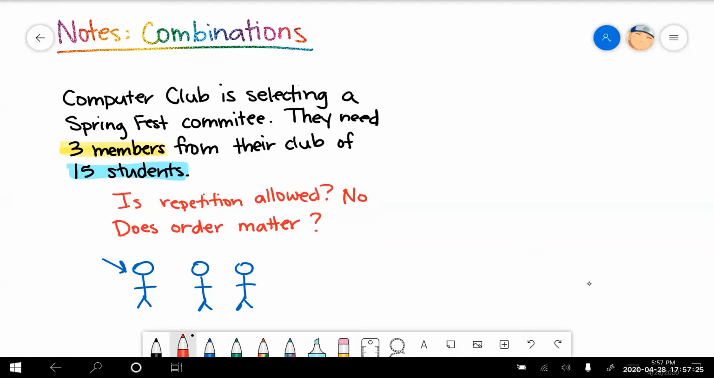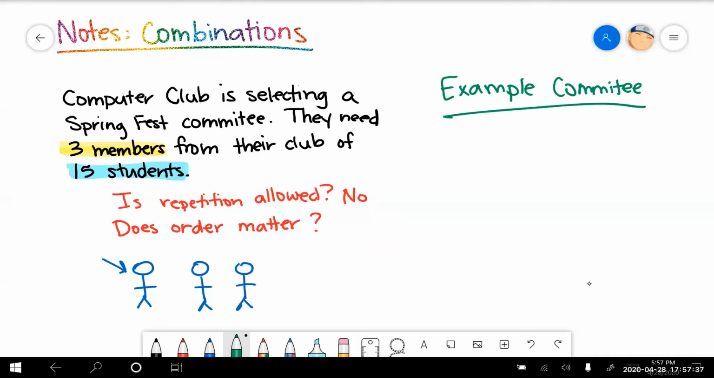Let's say, for example, here's our example committee. This isn't really who gets chosen, because remember, there's lots of options here. But in our example committee, let's say we select Joe, we select Bob, and we select Sarah. So we've got Joe, Bob, and Sarah in our committee.